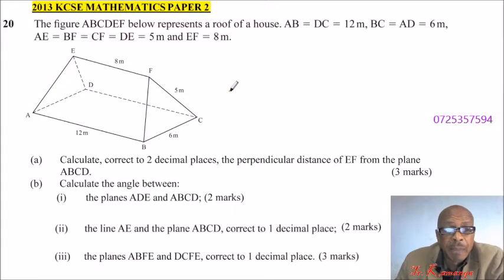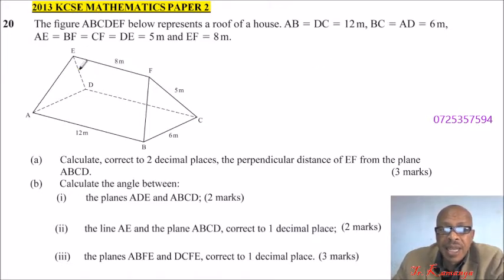This is question number 2013 KCSE Mathematics Paper 2. We are told the figure A, B, C, D, E, F below represents a roof of a house. AB is equal to DC, which is equal to 12 centimeters. BC is equal to AD, which is equal to 6 centimeters.